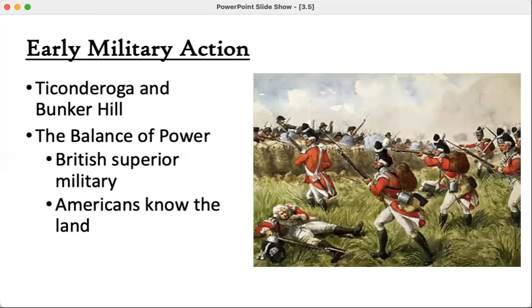Okay, what about American strengths? Well, the biggest ones were we knew the land. We are going to be able to maneuver more quickly, fight from positions of advantage, and frankly, we're more motivated, right? We are protecting our home, our family.